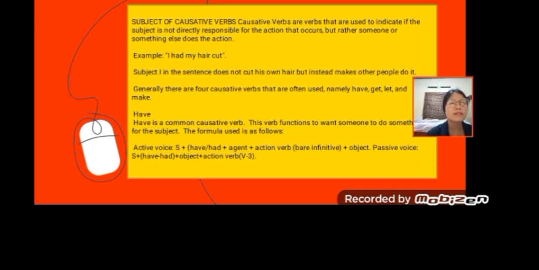The first, have, is a common causative verb. This verb functions to want someone to do something for the subject. The formula used is as follows. Active voice: subject plus have, had plus agent plus action verb in bare infinitive plus object. Passive voice: subject plus have, had plus object plus action verb 3.